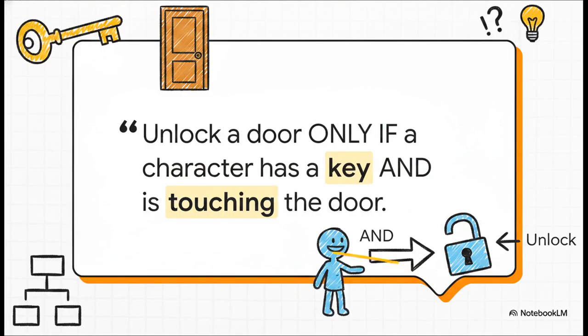To help you visualize this, let's look at this specific interactive story example from our source material. Imagine you're programming a video game, and you want to use a compound conditional to enforce the rules of the game. So, in your pseudocode, you'd write a rule that says something like, unlock a door only if a character has a key and is touching the door. Both of those conditions must be totally true for the action to trigger. That is the magic power of AND logic. This is exactly the kind of structured, step-by-step logic you're going to be demonstrating in your application task.